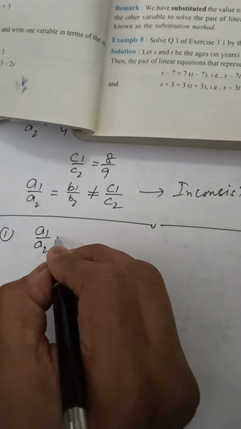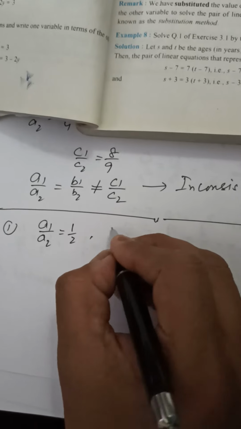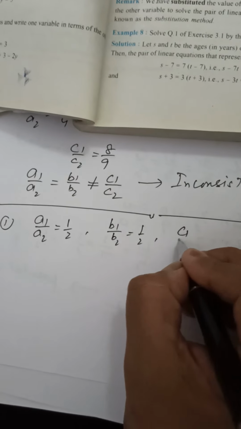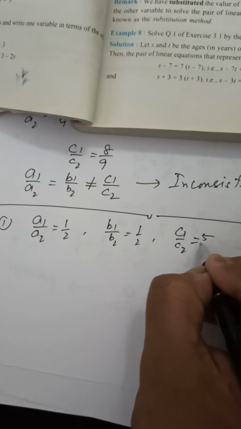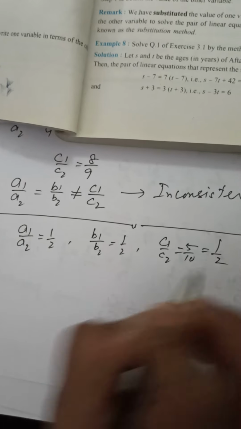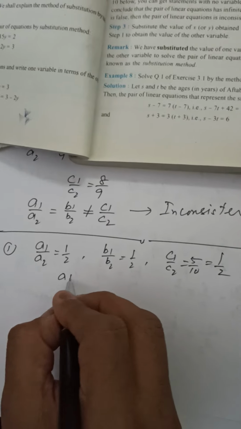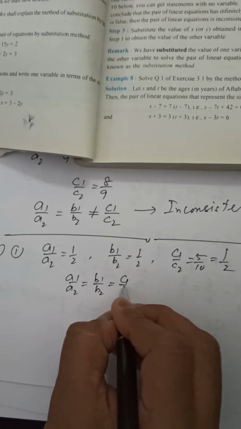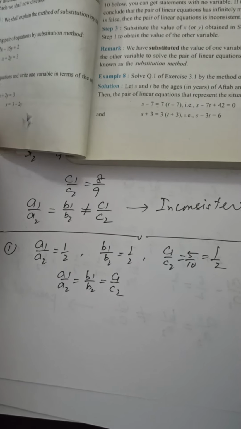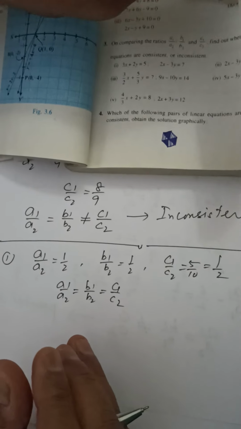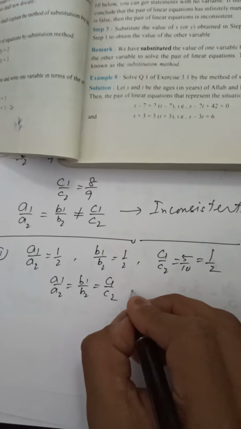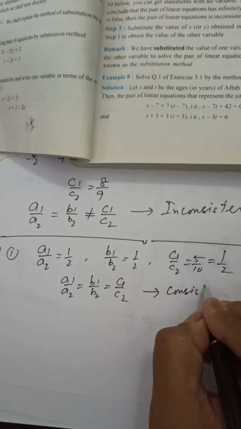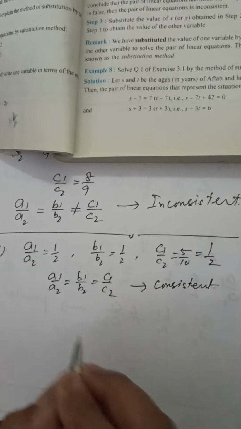a1 upon a2 is 1 by 2, b1 upon b2 is also 1 by 2, and c1 upon c2, that is 5 by 10, is also 1 by 2. All of these are equal. a1 upon a2 is equal to b1 upon b2 is equal to c1 upon c2. That shows that they are overlapping lines, and once they are overlapping lines, they have got infinite number of solutions, so they are called consistent lines. You can try the graph yourself, students.